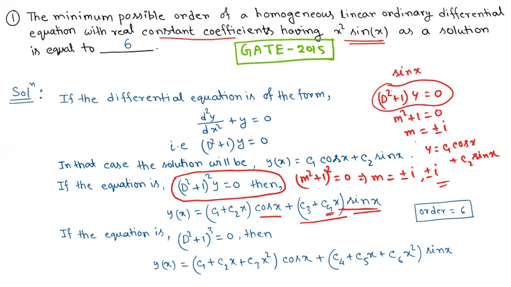but our question is x square sin x. So again we will increase the power of the equation. Here (D square plus 1) whole cube equals to 0. Then the solution will be like this. Here we are getting x square sin x as a solution with some constant coefficient c6. Okay. Next question.